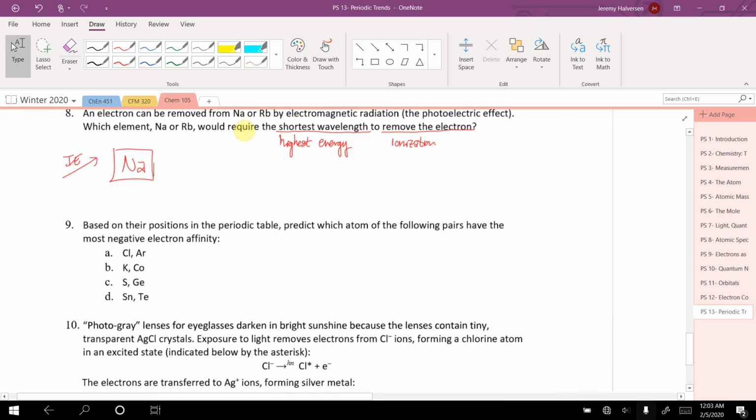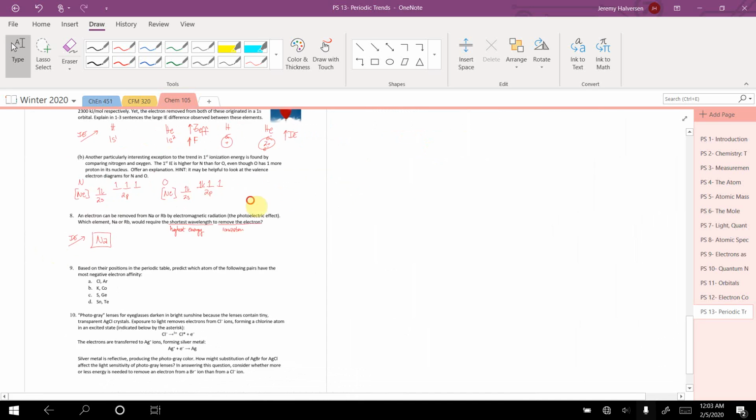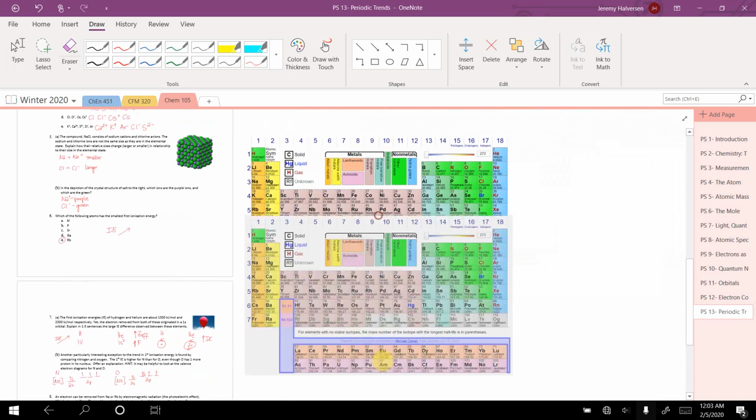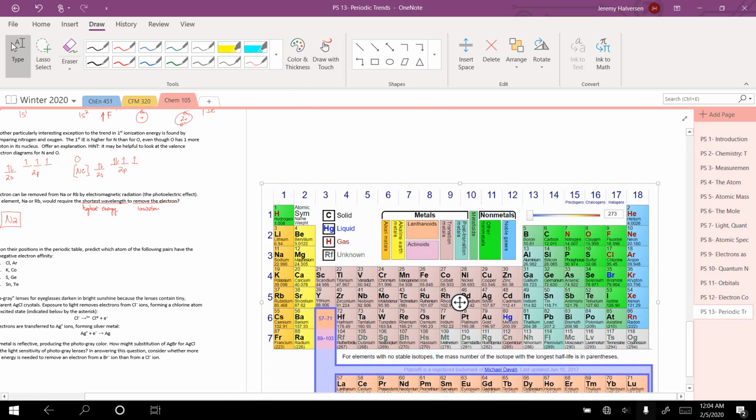All right, based on their position on the periodic table, predict which atom will have the most negative electron affinity. This is a good opportunity to explain a little bit more about electron affinity. Electron affinity is how much an atom would like to gain an electron.